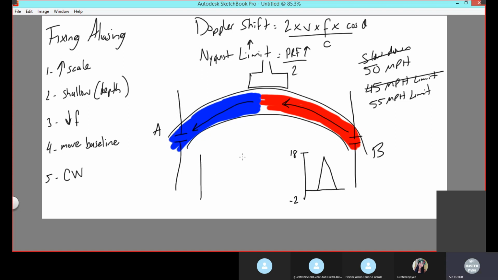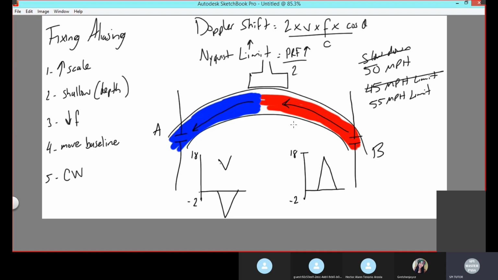But let's just assume that in A, I did not adjust my baseline. I left it just how it was in B. So down here, my scale is still the same. My limits, my glass ceilings are still the same. But guess what now? My waveform is no longer above the baseline because my waveform is no longer moving towards me. Instead, my waveform is below the baseline. And because I didn't move my baseline, I created a very small limit and I just created aliasing.